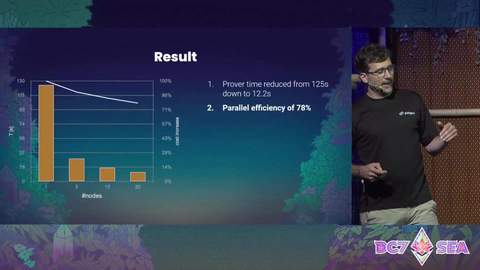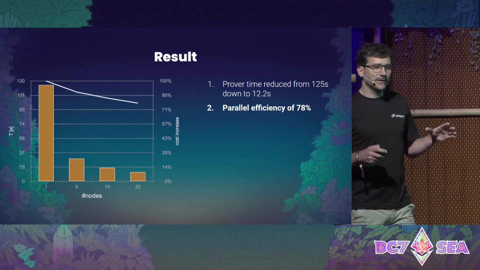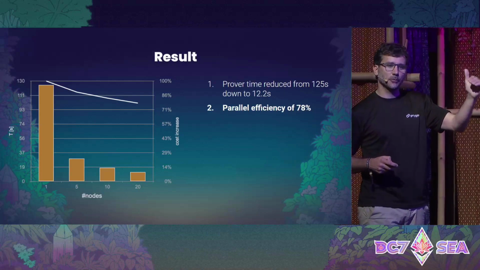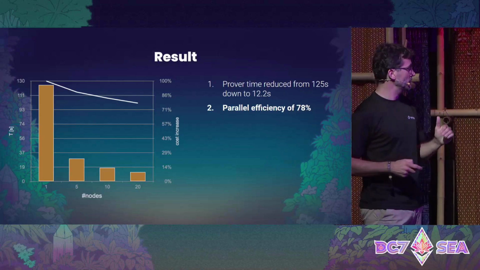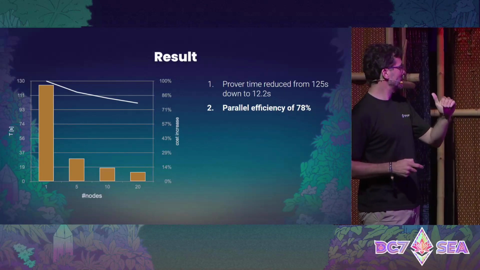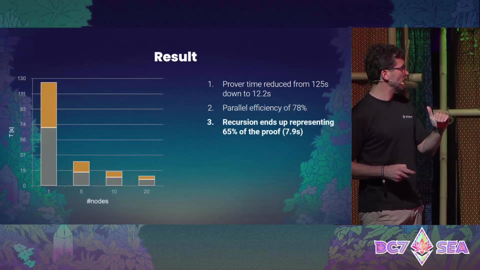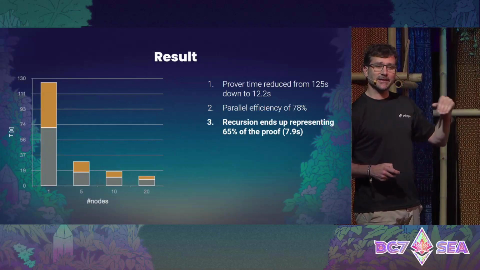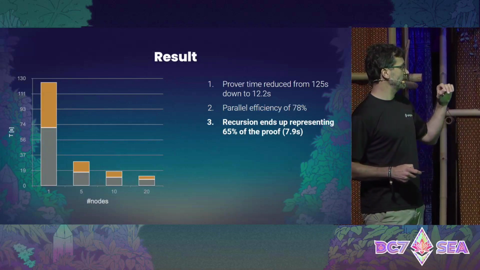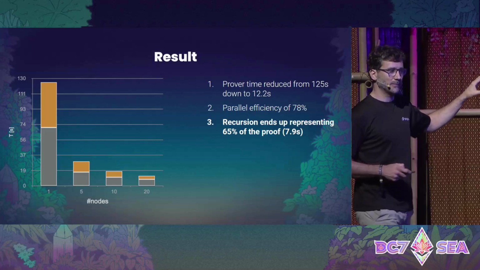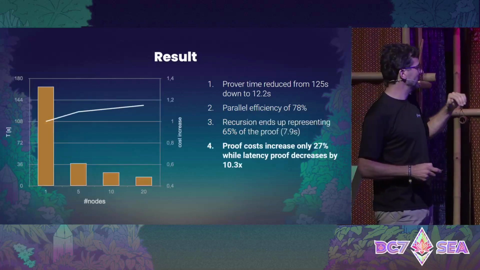Now, if we look at the complete overall situation for the whole proof, including the witness computation, the subproofs, and the aggregation, the parallel efficiency is 78%. We go from 125 seconds down to 12.2 seconds. The recursion is taking most of the time right now. It's 65% of the proof. So this is where we have to focus to optimize the performance, to decrease the latency even more.